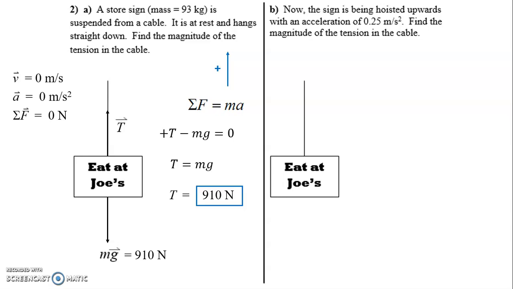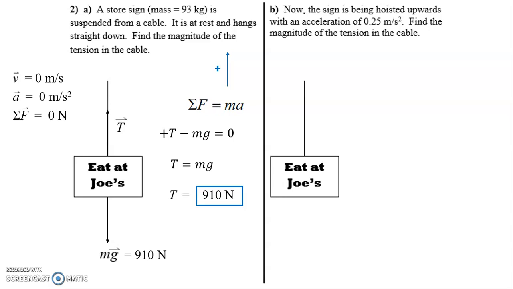Then we established a positive direction. Arbitrarily, we picked up. Normally, of course, we choose the initial direction of motion, but the store sign isn't moving anywhere, so it really didn't matter if we called up positive or down positive. In fact, we went through the entire solution with down positive. You get the exact same answer. But we called up positive. And then we drew the actual forces.